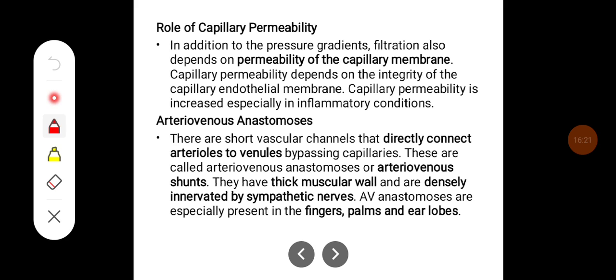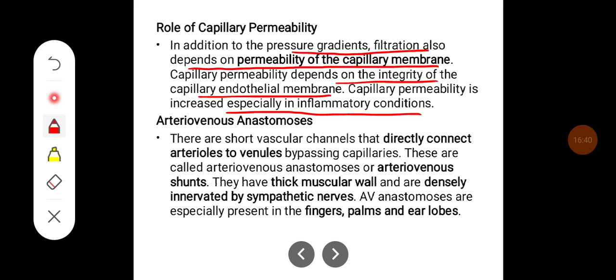In addition to the pressure gradients, filtration also depends on the permeability of the capillary membrane. The capillary permeability depends on the integrity of the capillary endothelial membrane. Capillary permeability is increased especially in inflammatory conditions.